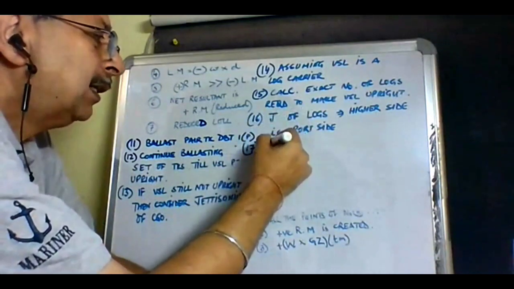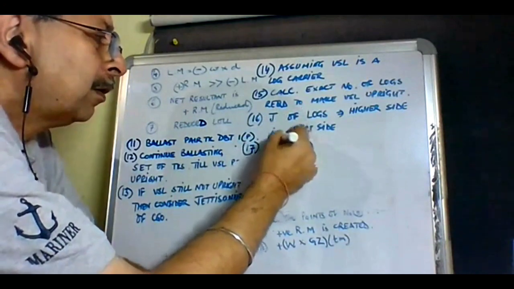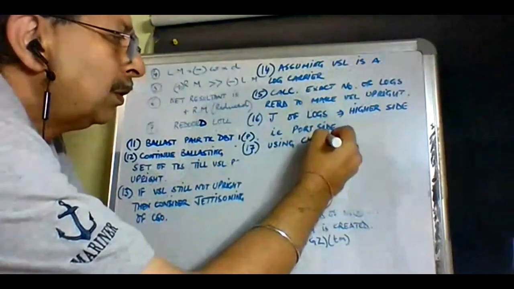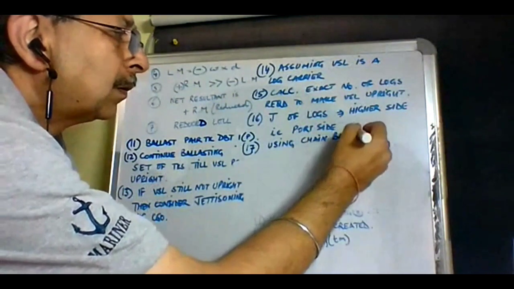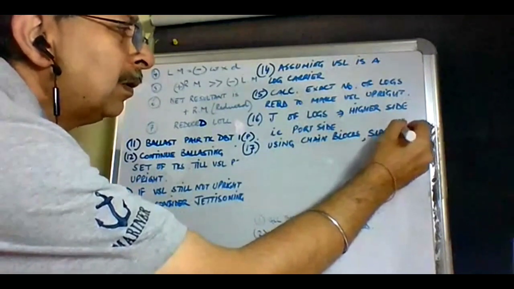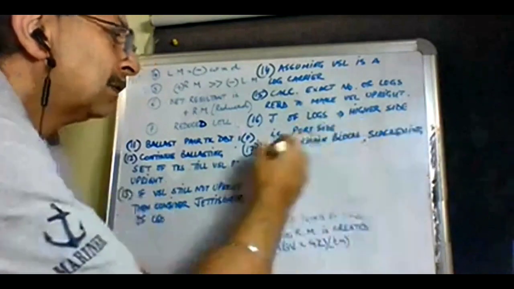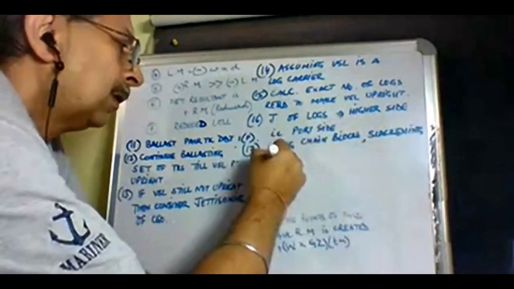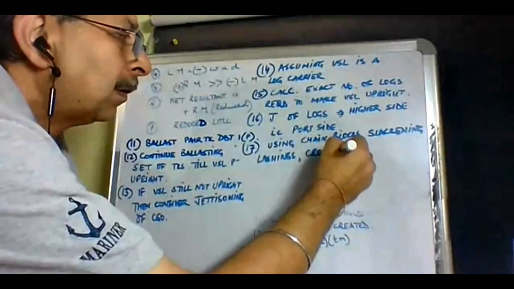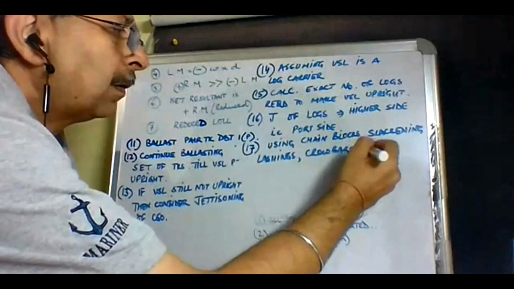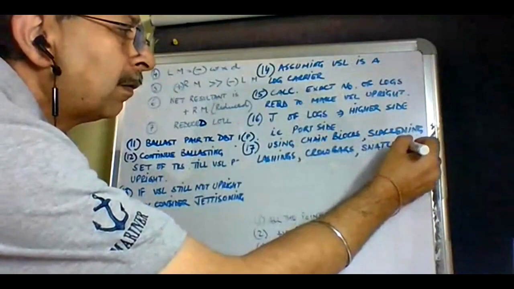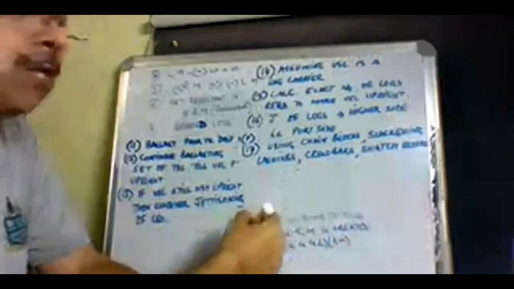Jettisoning of logs is done using chain blocks. It is done by slackening the required lashings, slackening of lashings. You use crowbars, snatch blocks. You use snatch blocks.